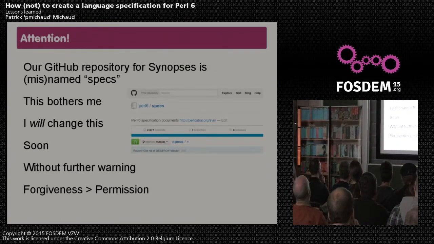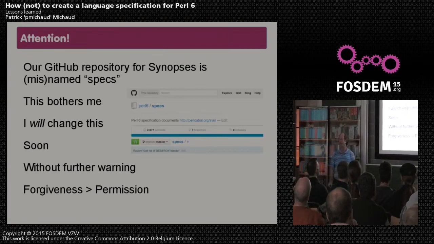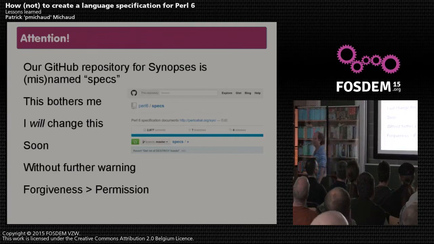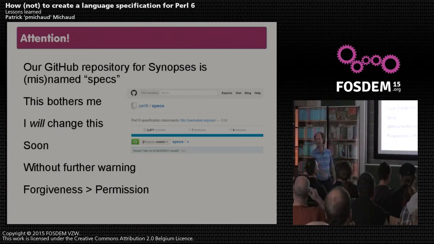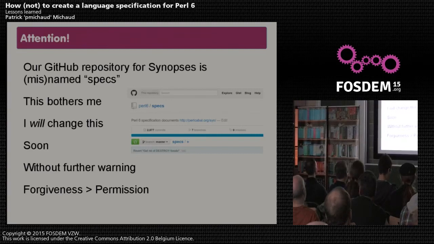I'm fine with that if that were generally understood. But most people are going to look at Specs and say, oh, these are the specification documents. So to all of my Perl 6 compadres, fair warning, I will change this soon. I don't know when. I'm going to go rename the repository to something else. If you have a preferred name, huh? Design is fine with me. How about just synopses, right? I mean, you know, I can do synopses.